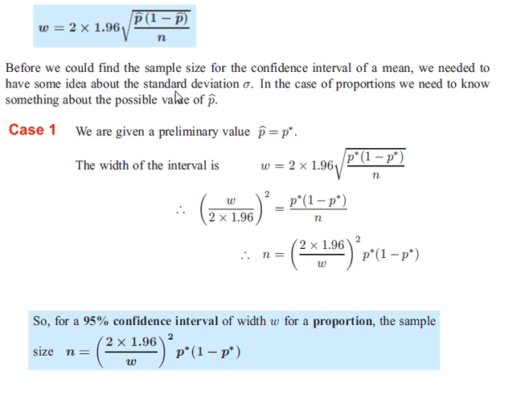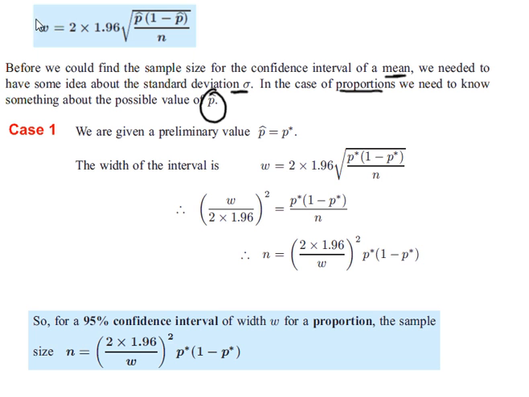Now when we work with the sample size for a confidence interval of a mean, we had some value for the standard deviation. In the case of our proportions here, we need to know something about the possible value of p hat for the sample proportion. So there are two cases. First case, we are given a value for the sample proportion, and here we have p star in our formula in place of p hat.